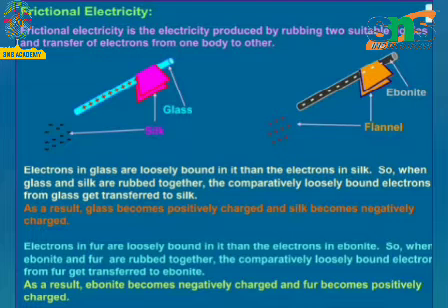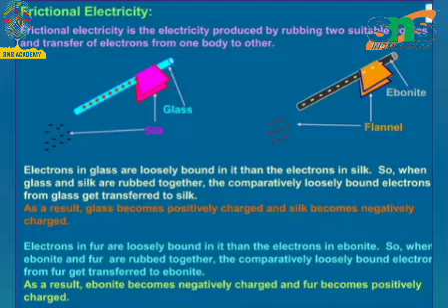Similarly over here, when compared to ebonite, fur has loosely bound electrons. So when ebonite and fur are rubbed against each other, the electrons from fur get transferred to the ebonite. So ebonite becomes negatively charged and fur becomes positively charged. This process is called frictional electricity.